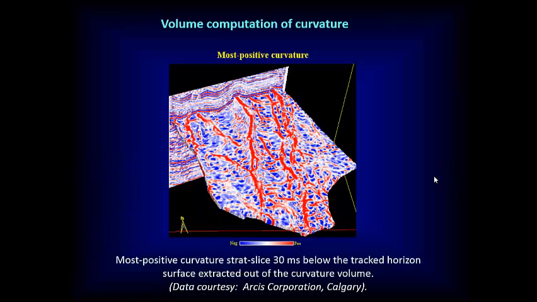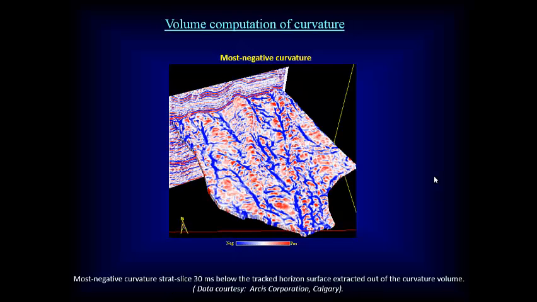Now when we compute the most positive curvature volume, we can generate a horizon slice or a time slice at any given level. So this is a 30 millisecond most positive curvature slice, 30 milliseconds below a tracked horizon, and similarly the negative curvature corresponding to this.